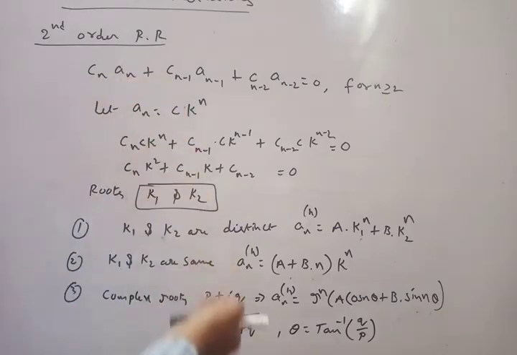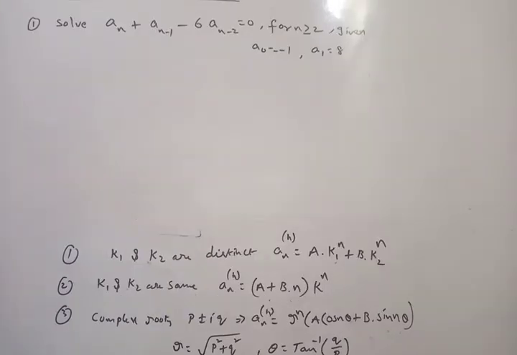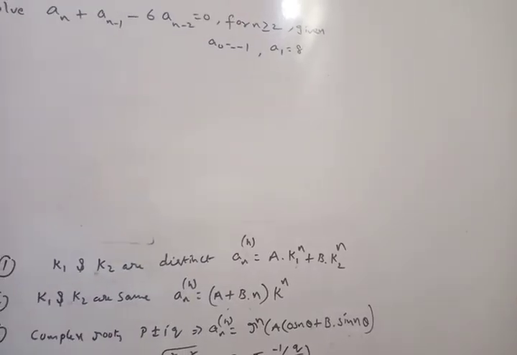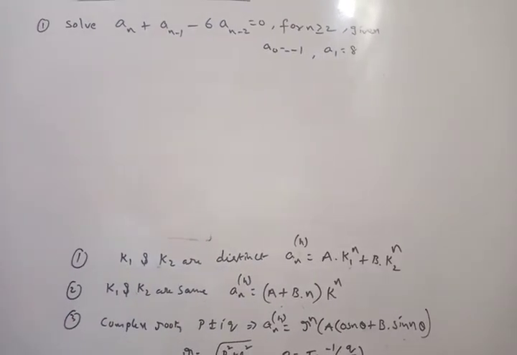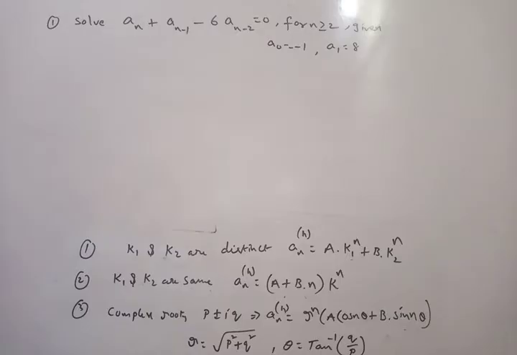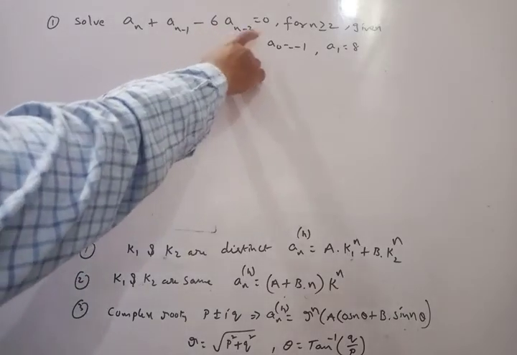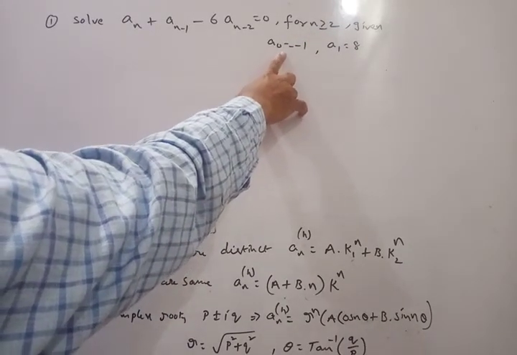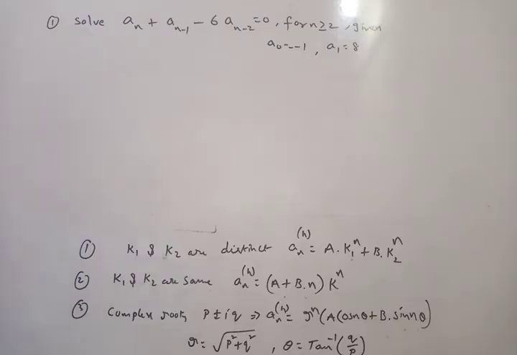Okay, when we solve one problem, then you will clearly understand how to solve a second order recurrence relation. Let us see one problem. See the first problem, very important problem. This problem came in last year's paper. So what is the problem here? Solve a_n + a_{n-1} - 6a_{n-2} = 0 for n greater than or equal to 2, and the conditions he gave here: a_0 = -1 and a_1 = 8. So how to solve?